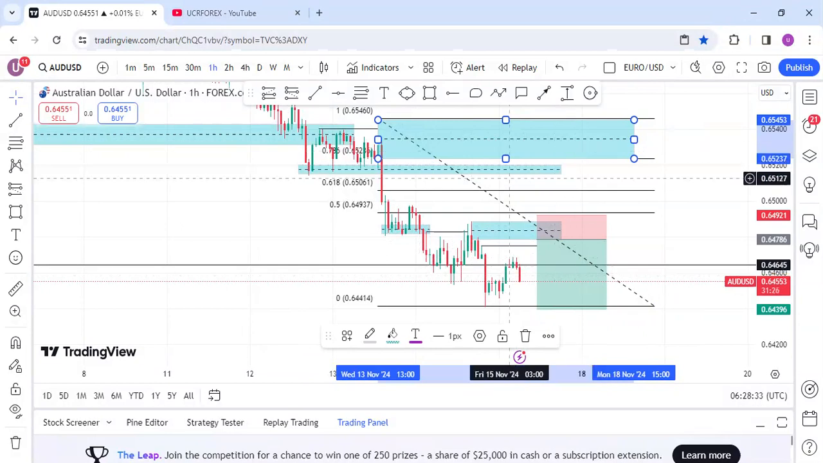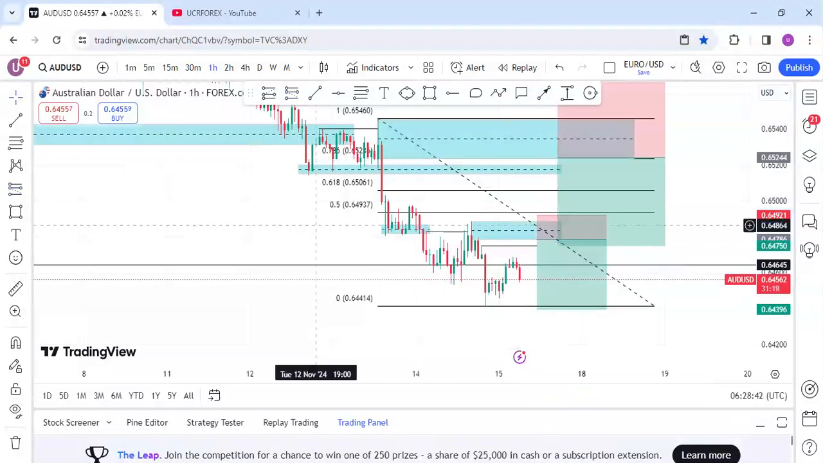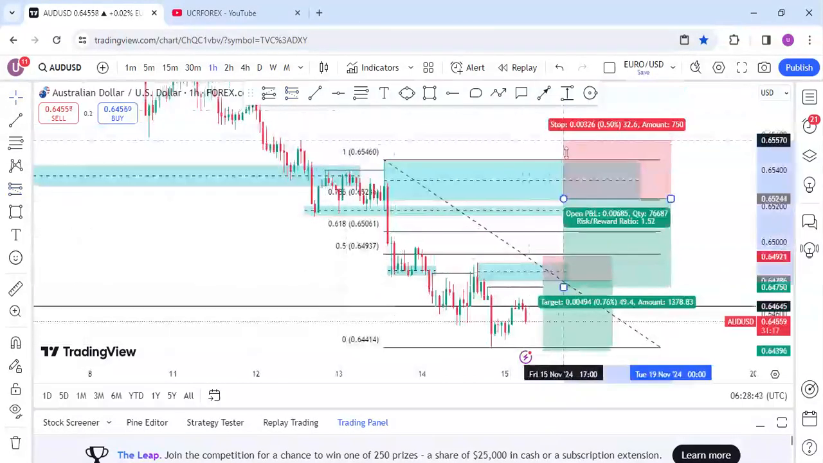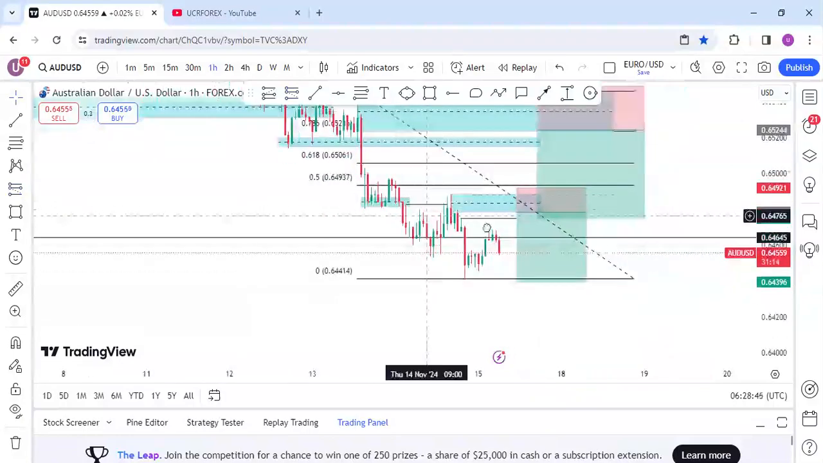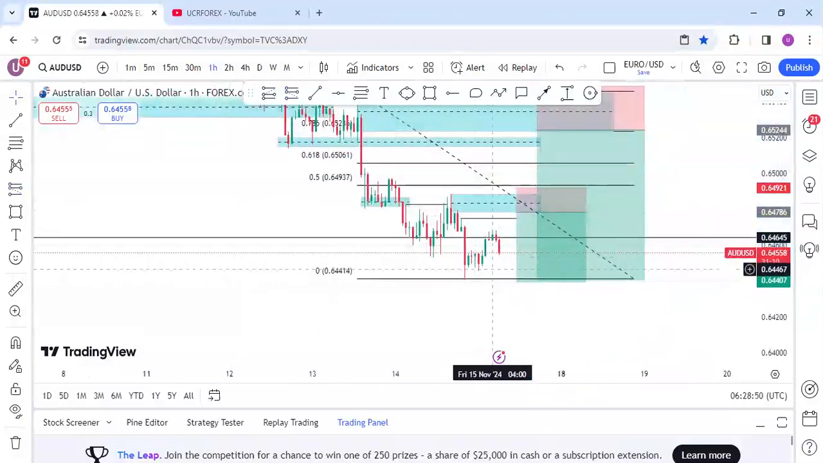So you are waiting for the market to return back to the very particular zone. Or let me not place it this way. This zone, your stop loss just needs to rest above this high, and then your take profit just needs to be under the low of this Fibonacci. So that is it now.